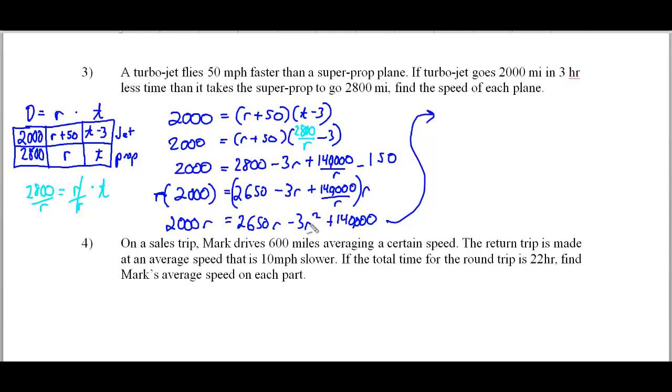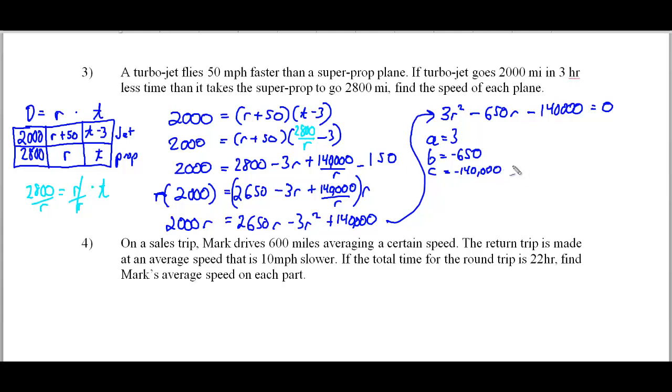Alright, it's time to manipulate this equation so that it looks more friendly to the quadratic formula. I'm going to move the negative 3R to the left side so it becomes a positive 3R squared. I'm also going to move the 2,650 over to the 2,000, which gives me a negative 650R. And then I'm going to move my 140,000 to the left, so it becomes negative 140,000. Equals 0. So what we have now is my quadratic set up. I can put my a as 3, my b is negative 650, and my c is negative 140,000.